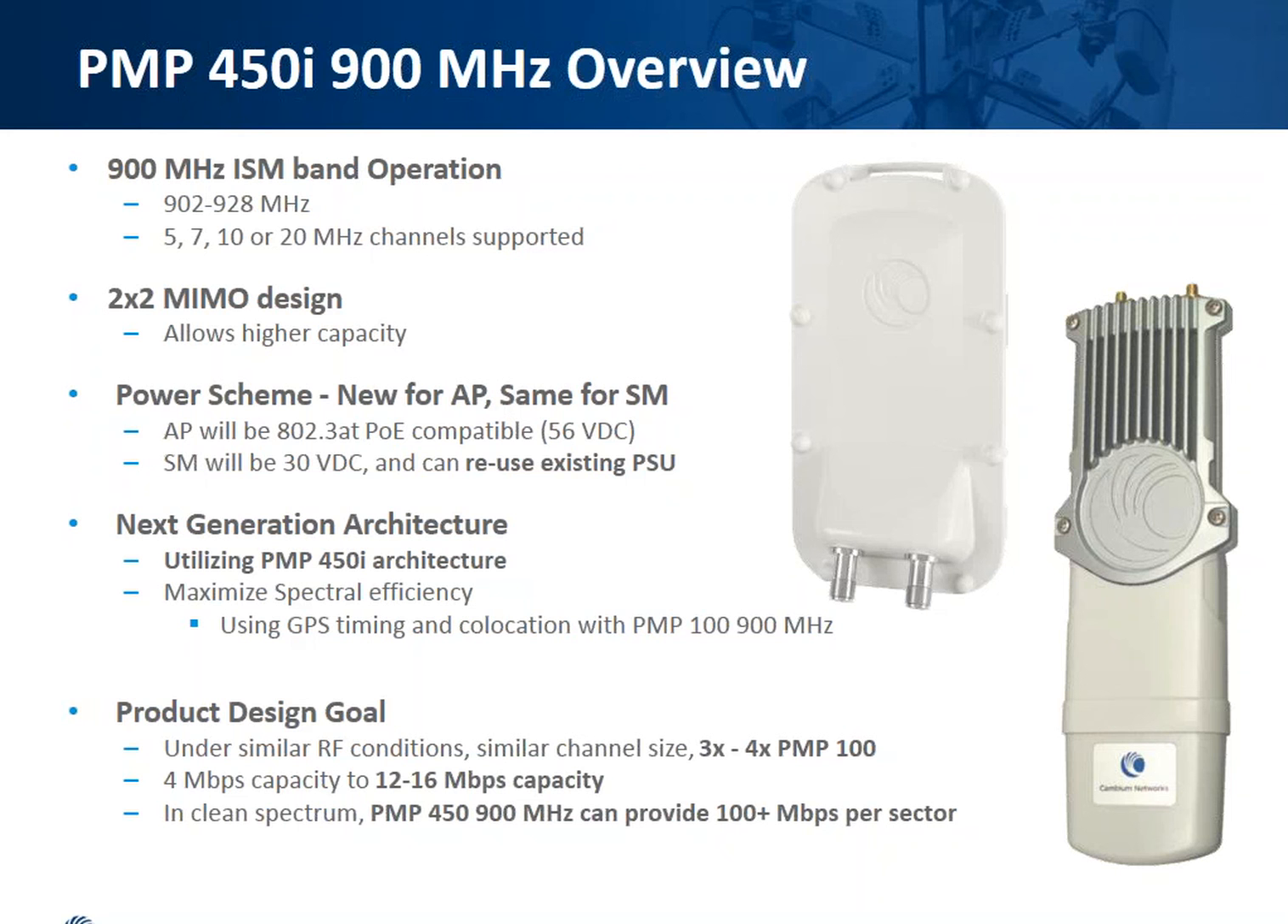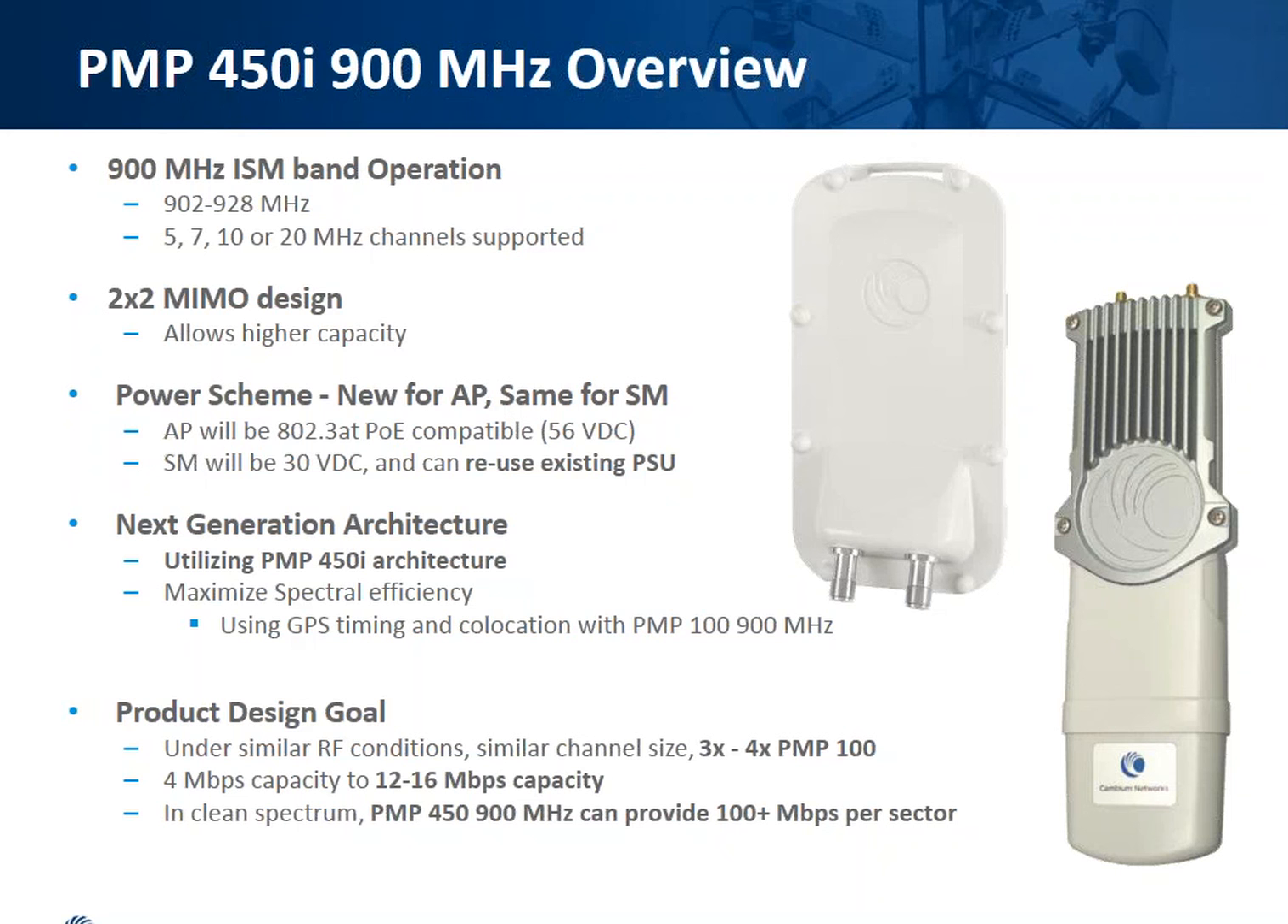It's a 2x2 MIMO design, so we are doing a dual slant MIMO system to enable more throughput. Again, new power scheme on the AP side, but the SMs can reuse the existing power supplies, the 30-volt power supplies. We're utilizing that new architecture with advanced PPS capabilities, and we're maximizing spectral efficiency by employing the GPS timing and co-location with existing PMP 100 products that are out there.